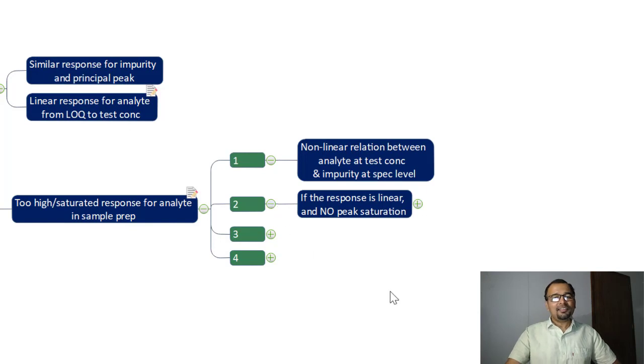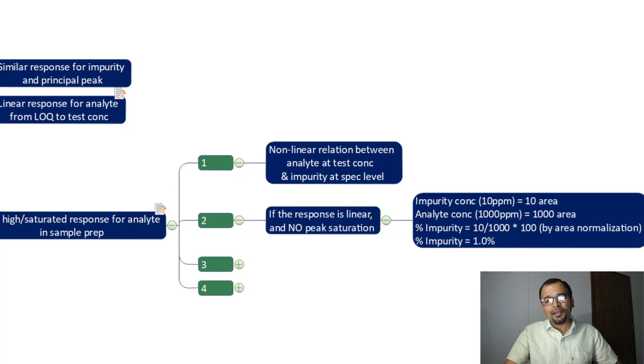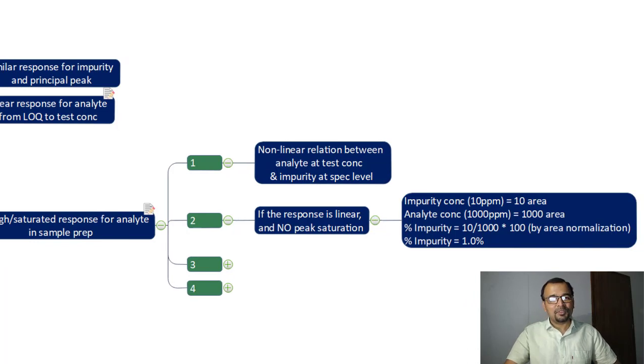The second point is, if the response is linear and no peak saturation is observed, right? Let us understand what kind of calculation is possible. So this is a hypothetical example. Impurity concentration is what? 10 ppm. Let us assume that your spec limit for impurity is 10 ppm and you got the area of around 10.